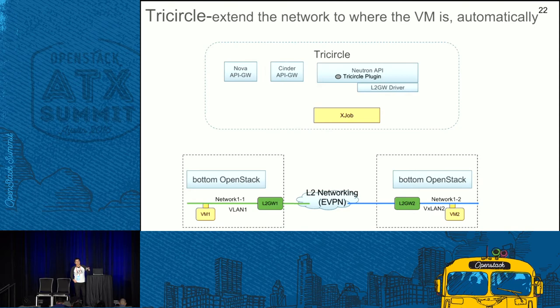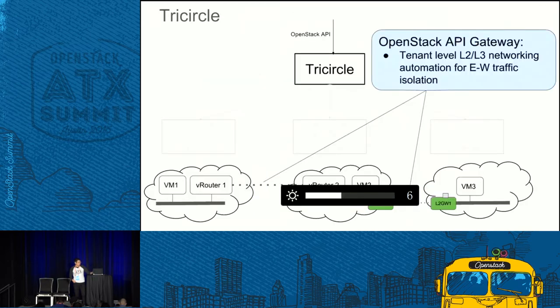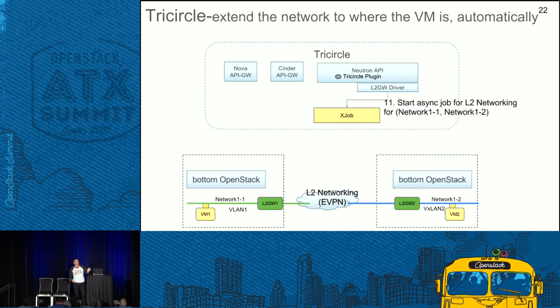If the tenant has resources in different OpenStack instances, that means their virtual machines in different OpenStack instances are connected to different network segments. For example, in this picture, network 11 is in the left OpenStack instance and network 12 in the right OpenStack instance. When the L2 gateway driver in the Tricircle plugin detects that the network has multiple segments distributed in multiple different OpenStack instances, the L2 gateway driver will start an asynchronous job.